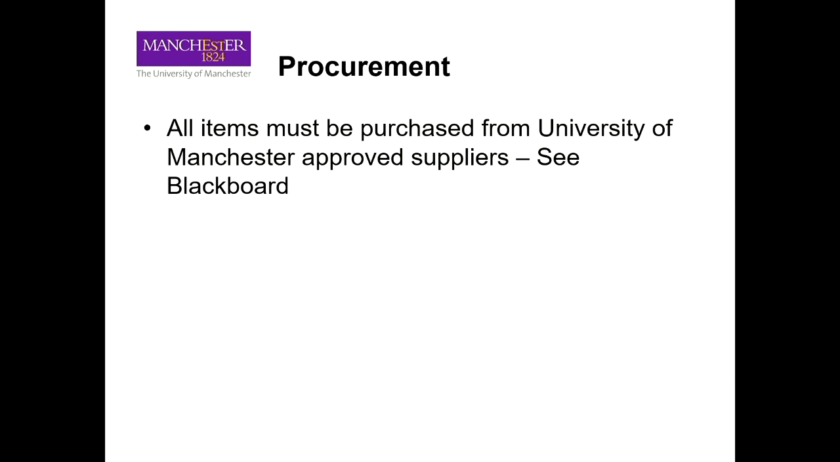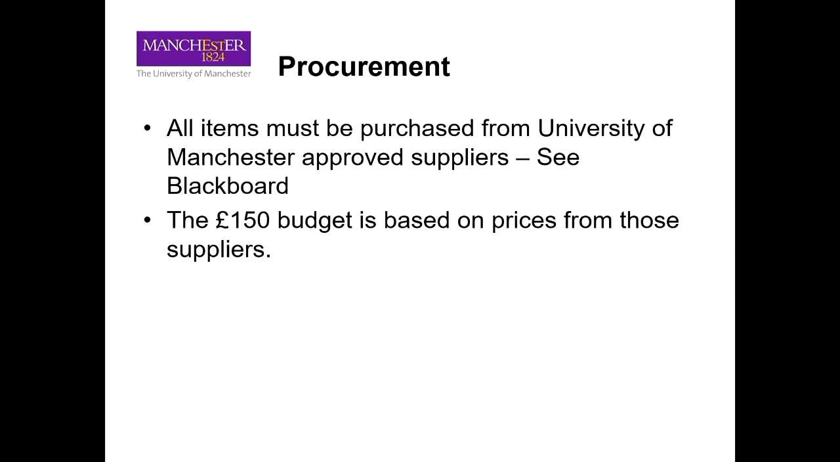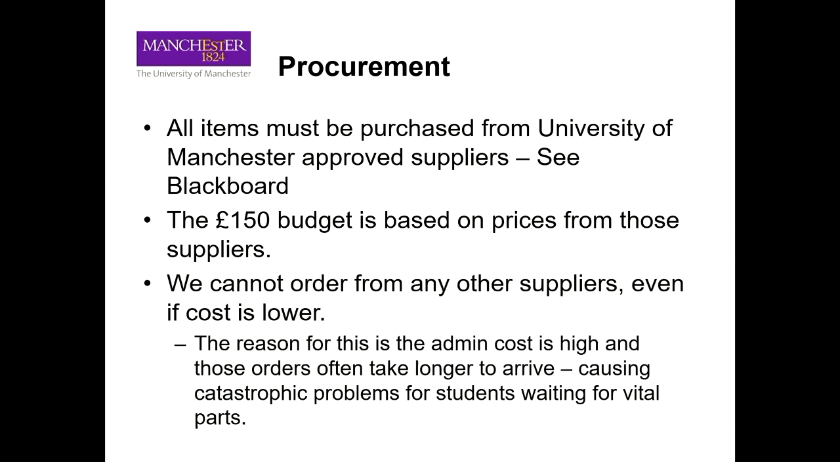Procurement. I'm coming back onto that once again. You can only buy things from approved suppliers. Maybe, but I've found it on Alibaba, it's £10. We can't buy from Alibaba or whatever supplier. We have to buy from a University of Manchester approved supplier. We can't put a new supplier in the system. We have to use what there is already. RS Components or Farnell are okay, but not anything. Even if you know where it is, it can't be bought, even if it's cheaper. So bear that in mind. All ordering should be completed by the end of semester one.